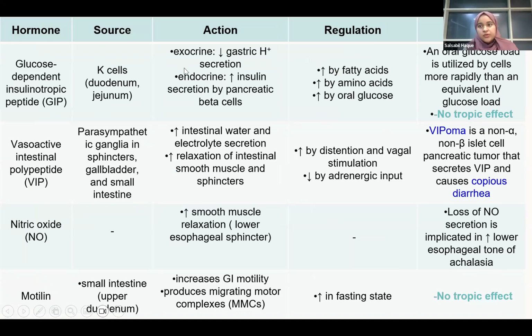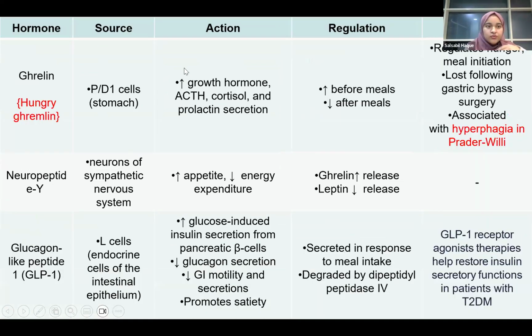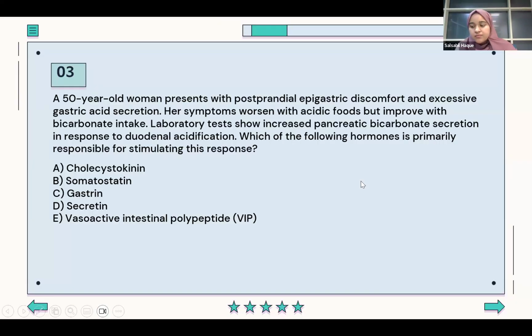Then you guys can go through the rest, this is from your lecture, so you can go through all of this. We have ghrelin, for example. It sounds like a gremlin. It makes you hungry. It is produced by D1 cells of the stomach. It increases growth hormone and increases your appetite. Whereas leptin, on the other hand, decreases your appetite. All right, then we have the next question.